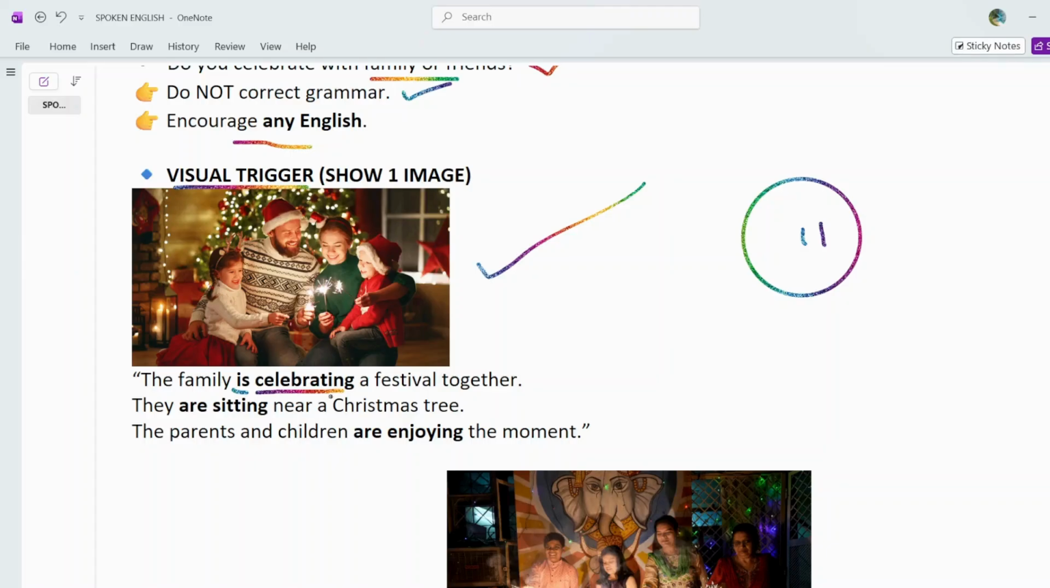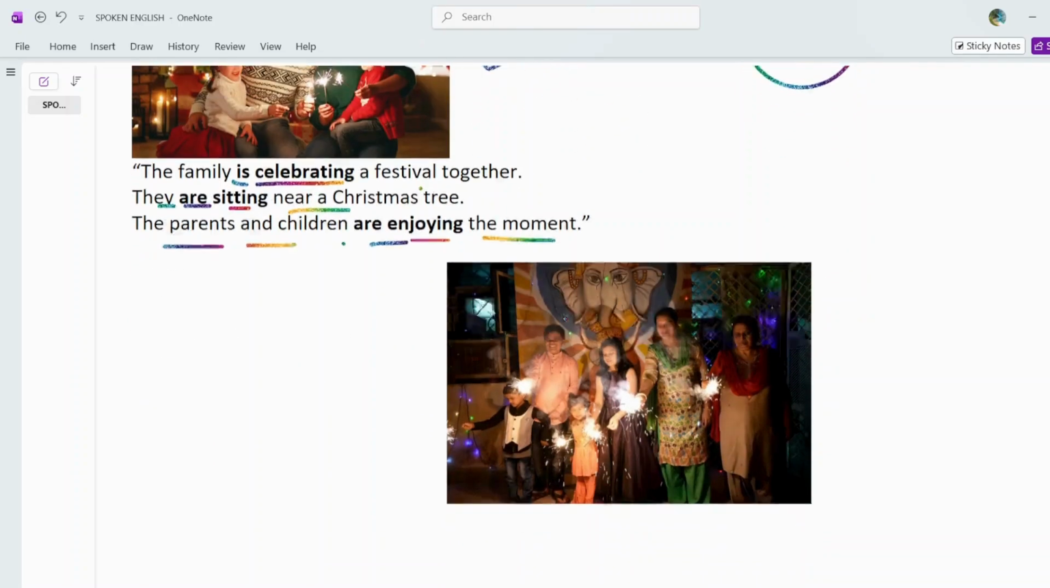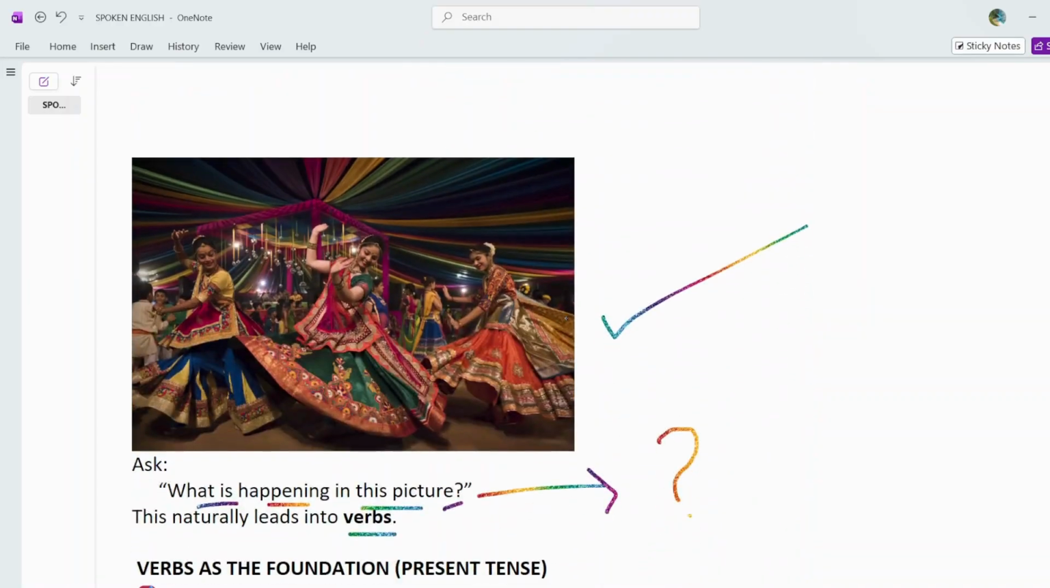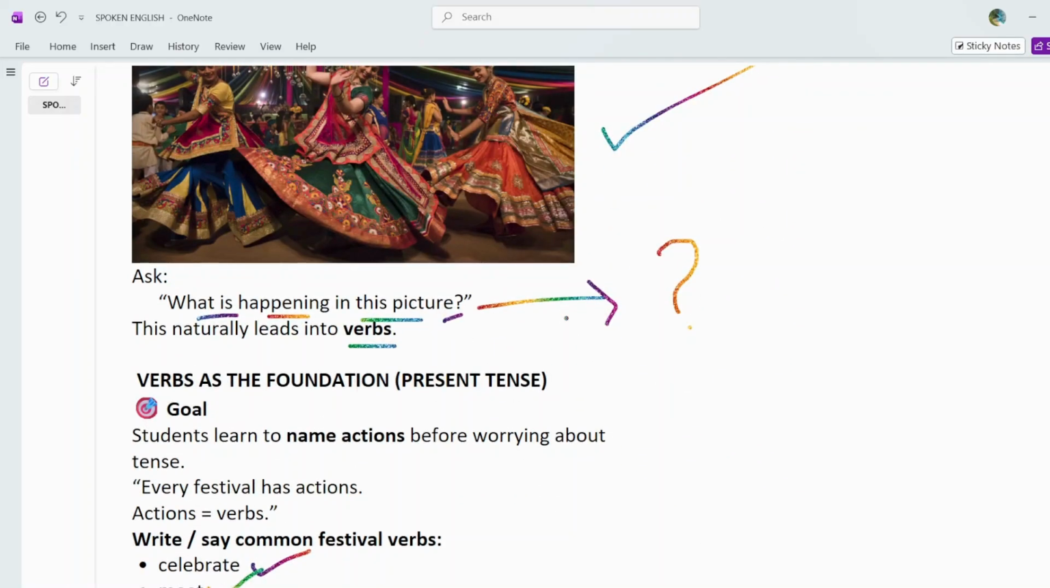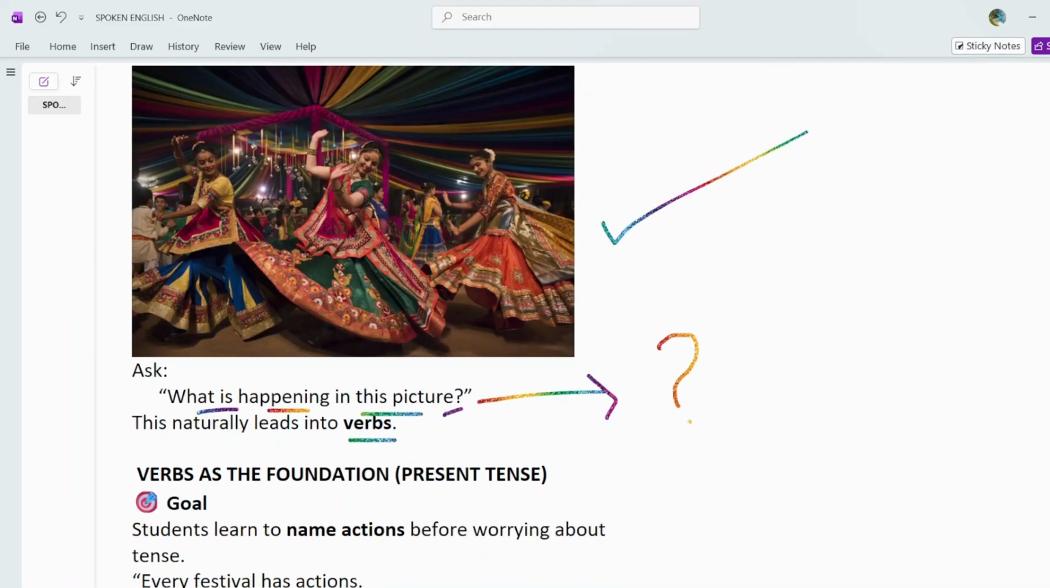The family is celebrating a festival together. Present tense. Yes, they are sitting near a Christmas tree. The parents and children are enjoying the moment. Okay. Now, obviously, this is present continuous, but still it is in the present form. Okay. So, families are meeting. We are not thinking about rules here. We are just saying what we actually are seeing in the picture.